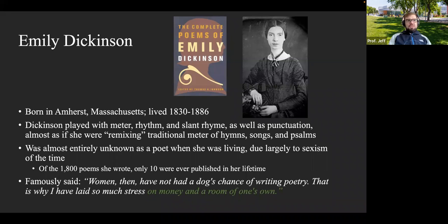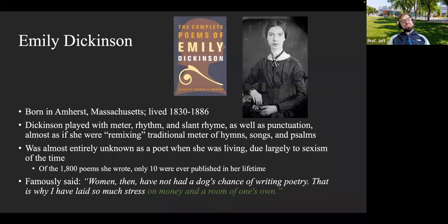Okay. So there is Emily Dickinson, just some basic information about her and why she is so important. She was born in Amherst, Massachusetts on the East Coast. She was born in 1830, lived through the American Civil War, and died in 1886. Now, as I say here in the second point, Emily Dickinson played with meter, rhythm and slant rhymes.